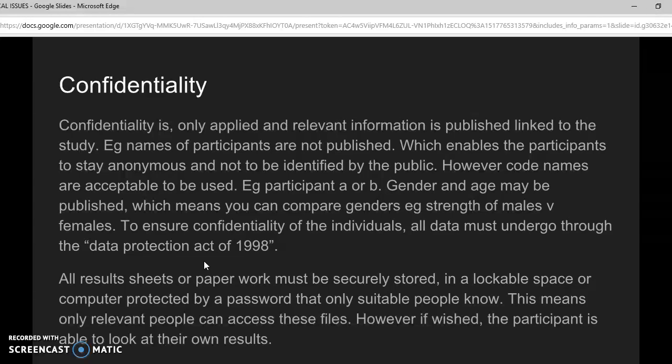To ensure confidentiality is not breached, all data must undergo the Data Protection Act of 1998. All of the paperwork or results gathered must be securely stored in a lockable space or computer. If it was on a computer, it has to be protected by a password that only relevant people know. This means only the relevant people can access these files. However, if wished, the participant is able to look at their own results, but only theirs.